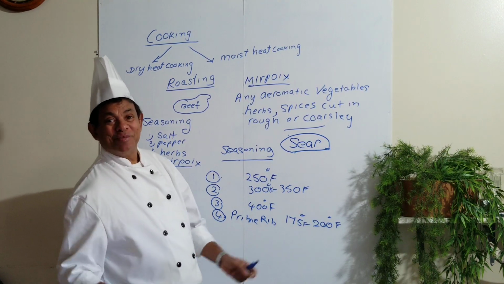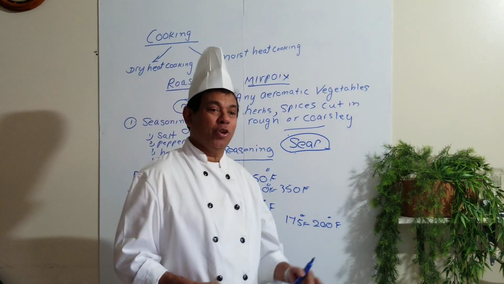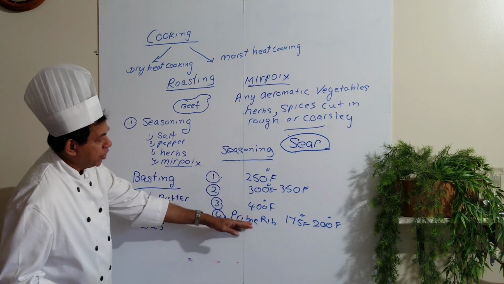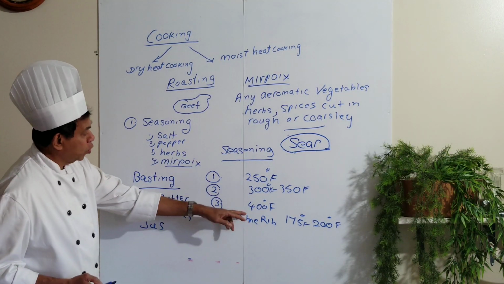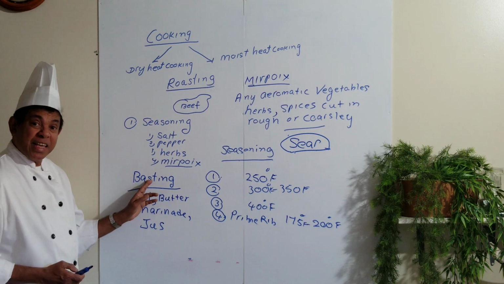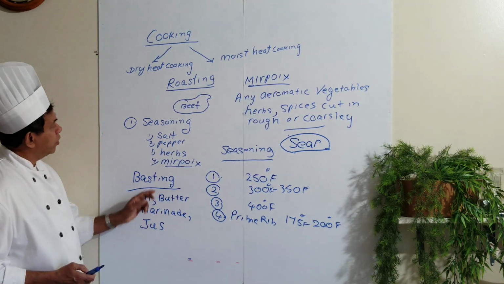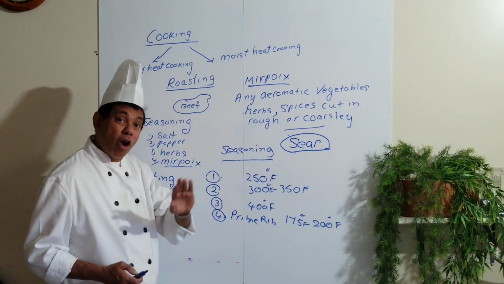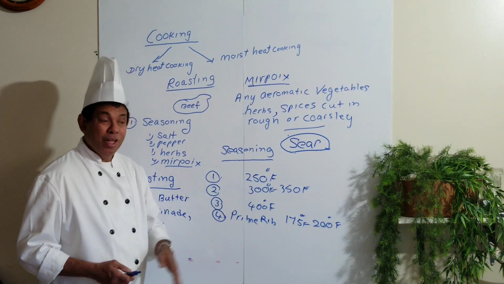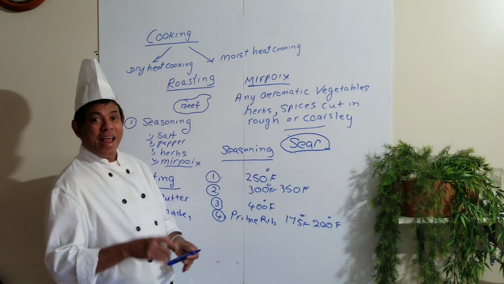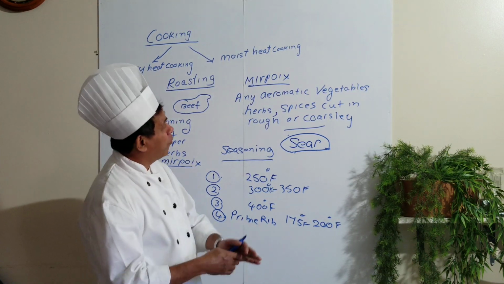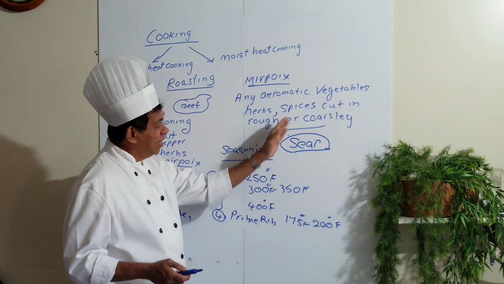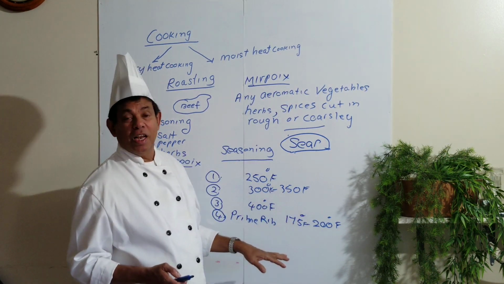So today, I explained a lot of things to you. Roasting, what Mirepoix is, what the temperatures of roasting are, and what basting is. What is seasoning? Seasoning is enhancing the flavor, not damaging the original flavor. So keep this in mind. My next video clip is going to be about moist cooking and other terminology. You will learn a lot.